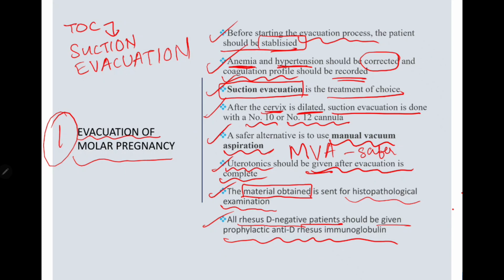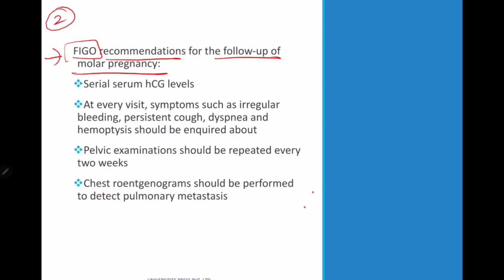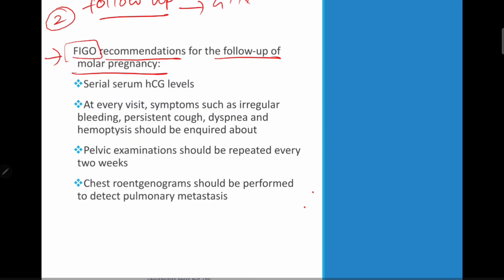Uterotonics are given after the evacuation is complete, the material obtained is sent for histopathology, and all rhesus D negative patients are given prophylactic anti-D rhesus immunoglobulin. So this is the first phase. Now moving on to the second phase, which is meticulous follow-up of molar pregnancy for identifying and treating gestational trophoblastic neoplasia. There is a FIGO recommendation for the follow-up of molar pregnancy.